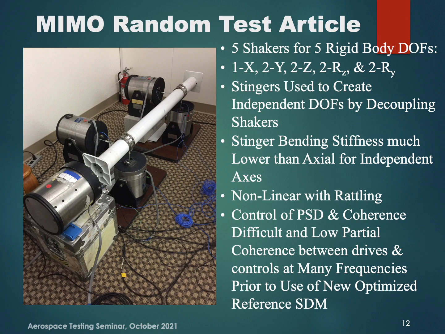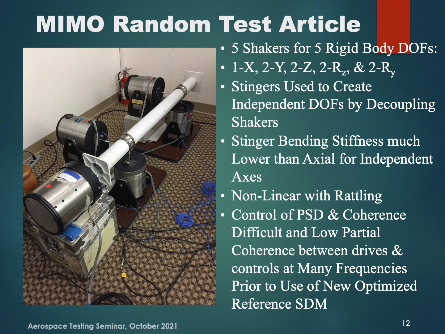The shakers are just sitting on the floor. There's no seismic mass. There are braces to hold the test article in place and various components that loosen during the test. The stingers are used to decouple the shakers by allowing the independent degrees of freedom to move independently. The stinger bending stiffness is much lower than the axial stiffness, which is what provides the free movement of the independent axes. However, it's not ideal.